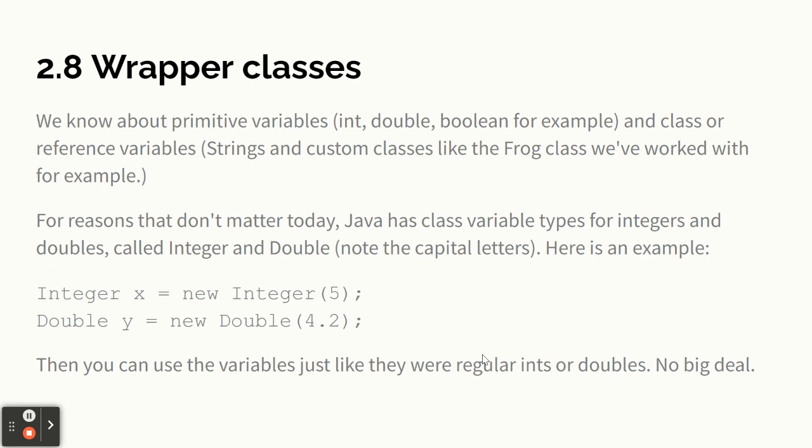I'm just covering it. There's these things called wrapper classes. They are basically fancy primitive variables. So I want to remind you, primitive variables are int, double, Boolean. There's others, but those are the ones we use. And then we have class or reference variables, which are things like strings and custom classes like the frog that we made. And I'm saying right here, for reasons that don't matter today, everybody, you should be looking up here, not doing whatever you're doing.